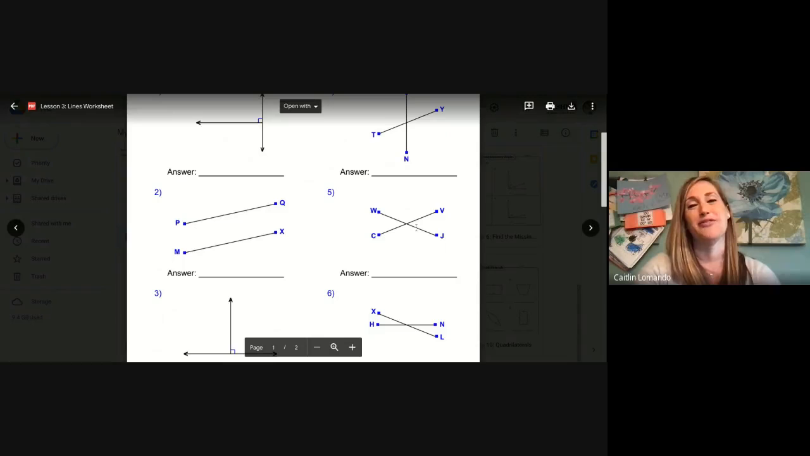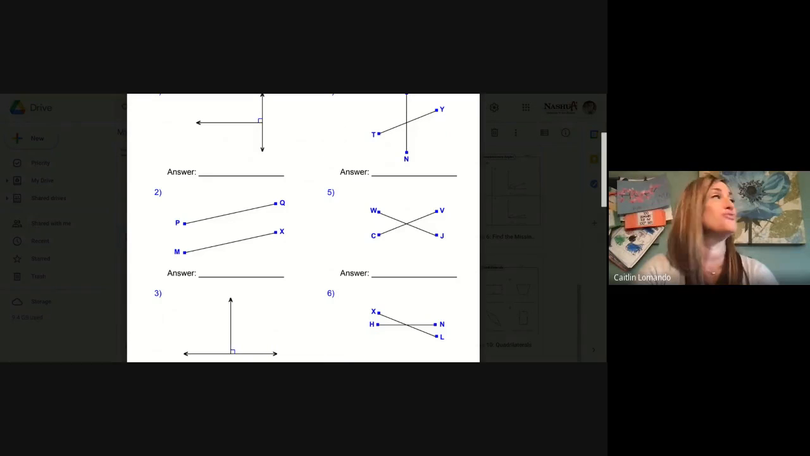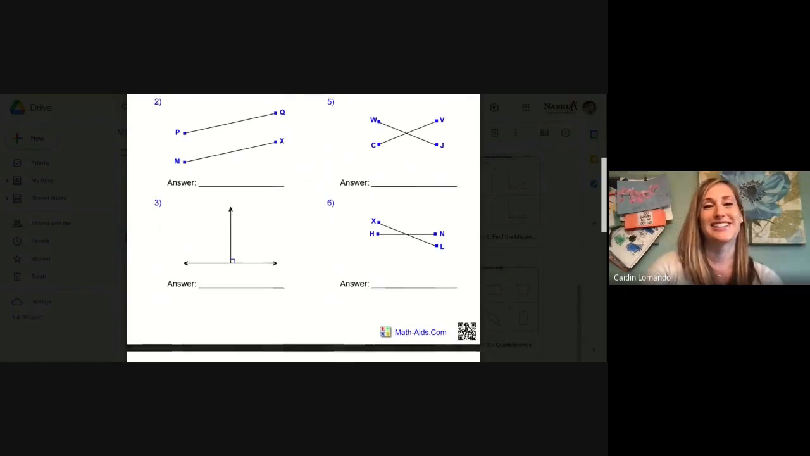Let's move over to number 5. These lines cross but do not form a right angle. Are they parallel, perpendicular, or intersecting? If you guessed intersecting, you are right.